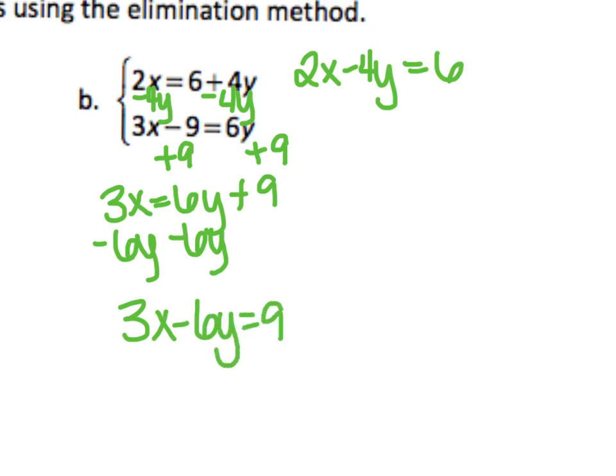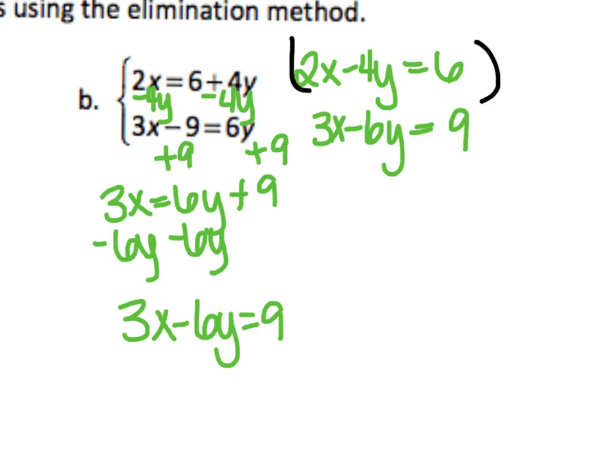Okay, so again, I'm just doing all of this work of moving things around in order to get the x's and y's on the same side of the equal sign. Okay, so here we go. We've got to eliminate a variable. I'm going to pick the x's. You could definitely pick the y's, but I'm going to pick the x's to eliminate.